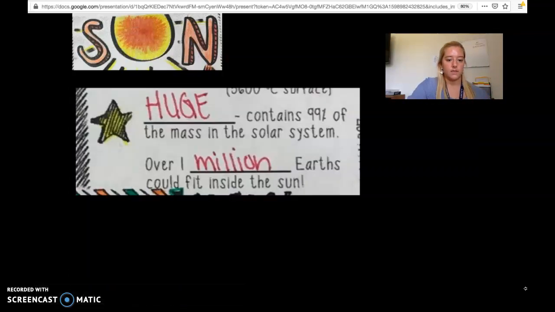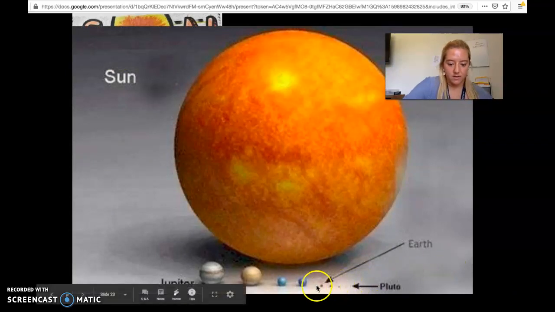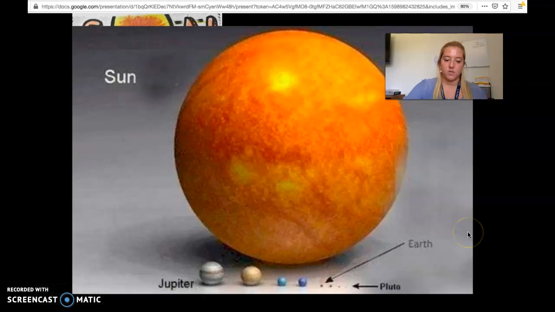And lastly, the sun is huge. It contains about 99.9% of the mass in the solar system, and over 1 million Earths could fit in the sun. Here's an example just to show you what's going on, right? The Earth is this tiny, tiny little dot right there, and that is the sun in terms of relative size, right? Even Jupiter looks small when compared to the sun.